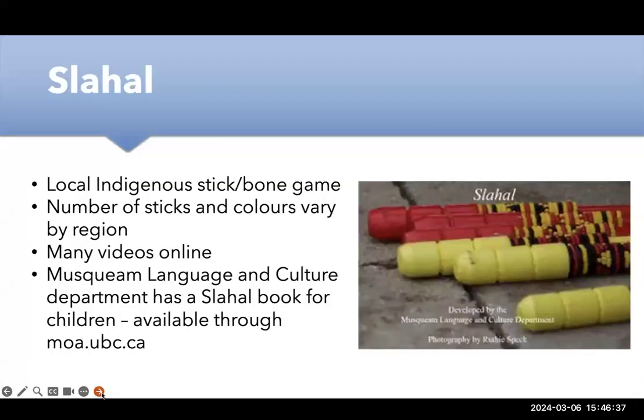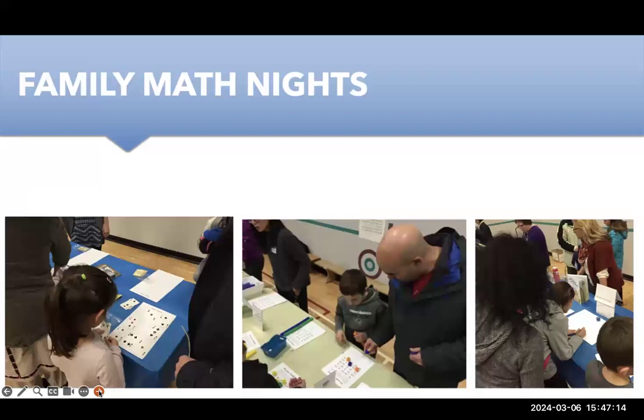Slahal is another extension in terms of gameplay. It's a local Indigenous stick and bone game that involves probability and chance and uncertainty, the chances of things happening or not happening, and counting. So there's lots of mathematics embedded in cultural games as well, and students could bring games from their families or their cultures to share. There are many videos available online if you're curious about playing Slahal. And the Musqueam Language and Culture Department has a Slahal book, which is part of the Musqueam teaching kit. You can access it through the Museum of Anthropology website at UBC.